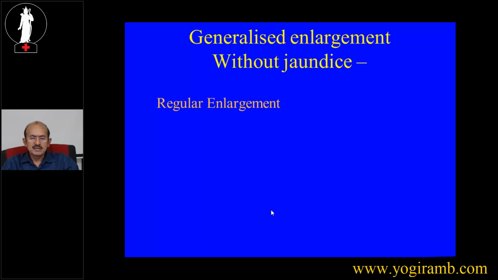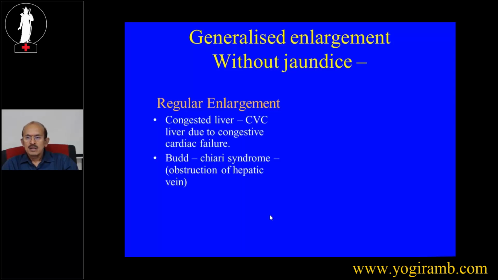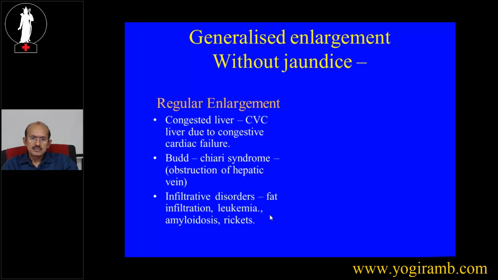Next, tell me other causes. Fatty liver, any infiltration of the liver, fatty liver, amyloidosis, leukemic infiltration, Budd-Chiari syndrome, then cirrhosis of the liver. In the early stages, there will be enlargement of the liver, but there is no jaundice. When jaundice is there, that indicates hepatocellular insufficiency in cirrhosis. So that is considered a late stage.